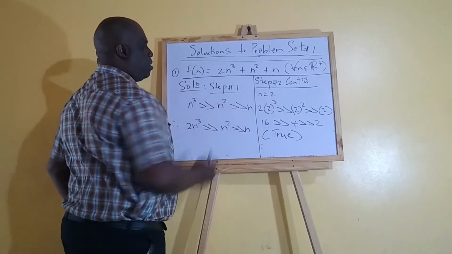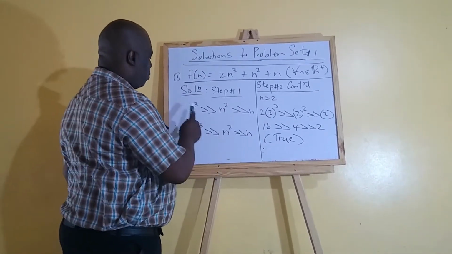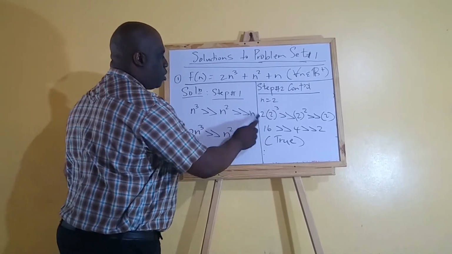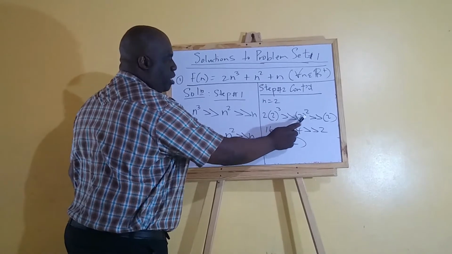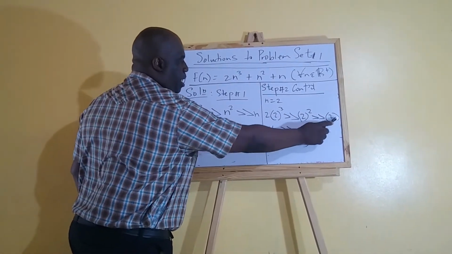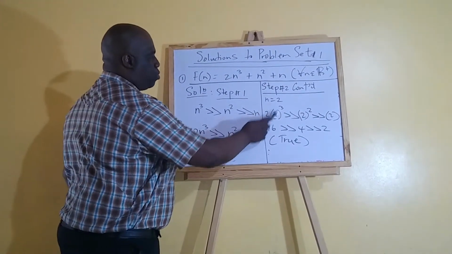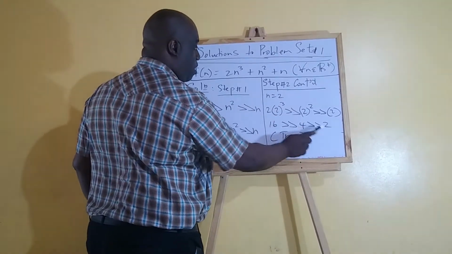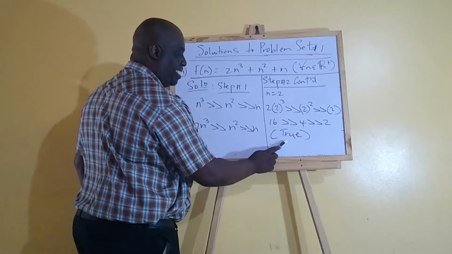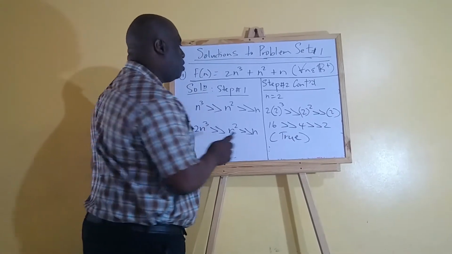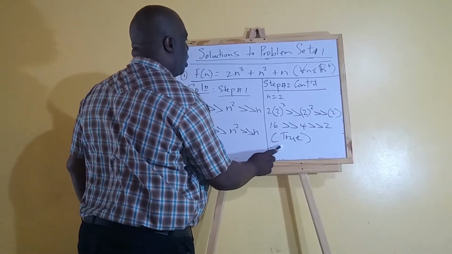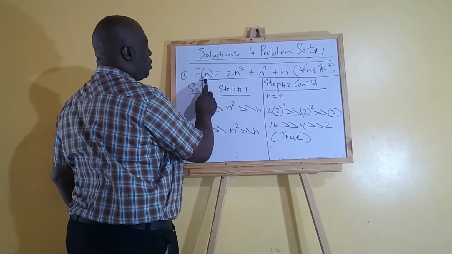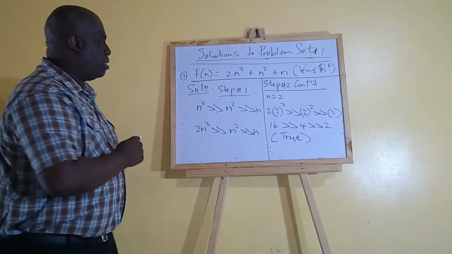So when n is equal to 2, what we simply do now is wherever we see n, we put the value 2. So this becomes 2 cubed. So 2 times 2 cubed is much, much greater than 2 squared, which is much, much greater than 2. Of course, 2 cubed is 8, 8 times 2 is 16. 16 is much greater than 4, is much greater than 2. Hence, this is true. Alright? And hence, we can now make the final deduction that supports the truth of this f of n function once and for all. So let's do that.